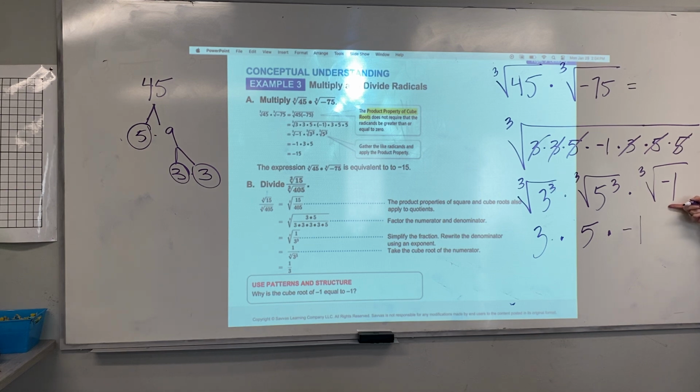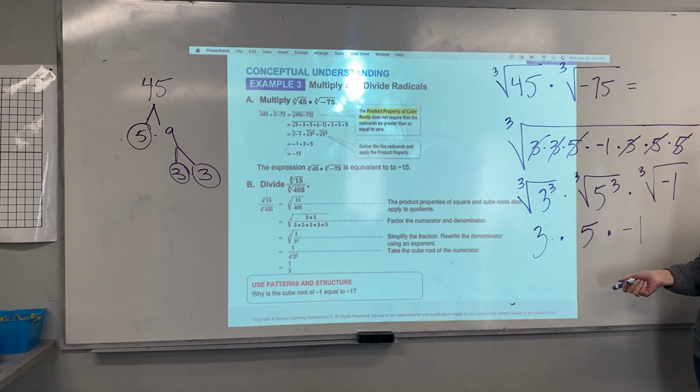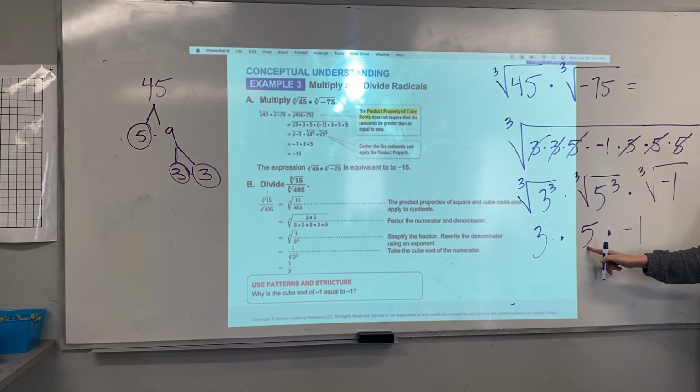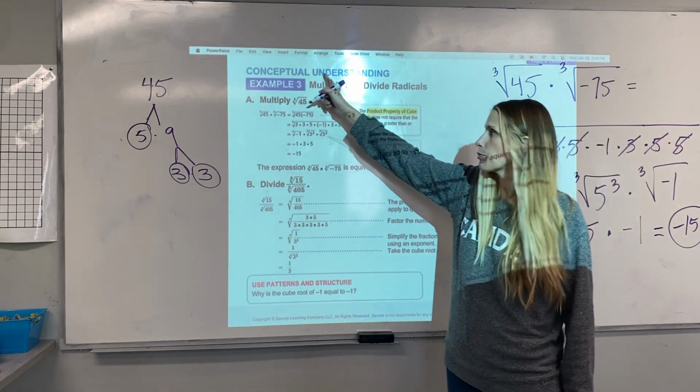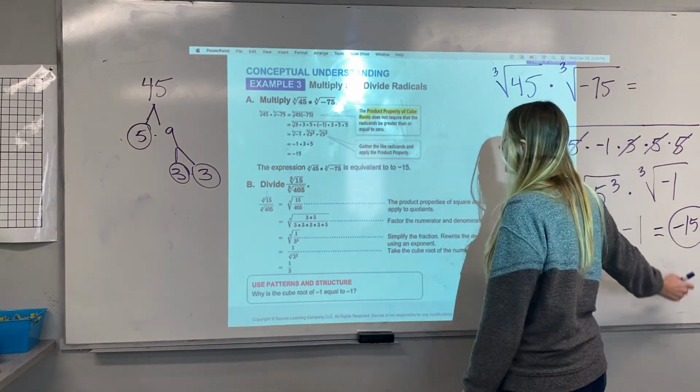I've just been a -1 this whole time. You can cube me anytime you want, and you can find the cube root and I'll still be -1. I'm free as a bird. So now we have these free birds, nothing stuck in the radical cage, which is very sad because I do like singing that song. 3 times 5 is 15 times -1 is -15. So this crazy expression simplifies to -15.